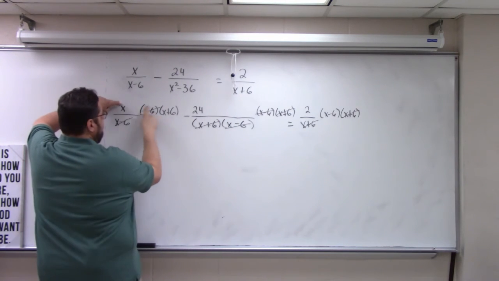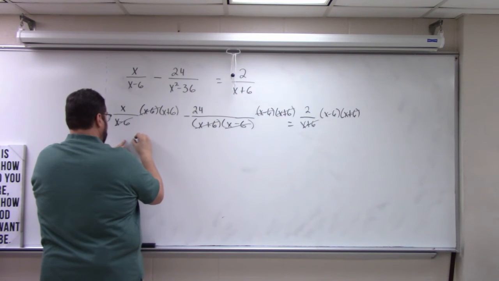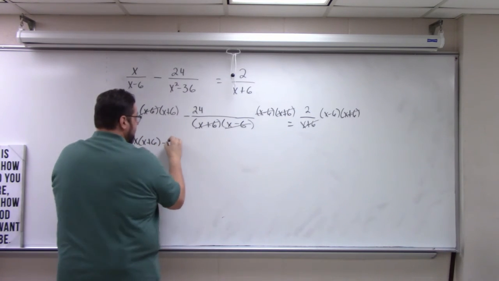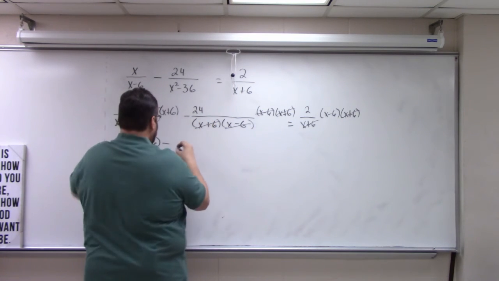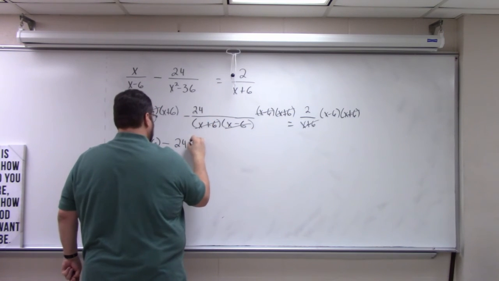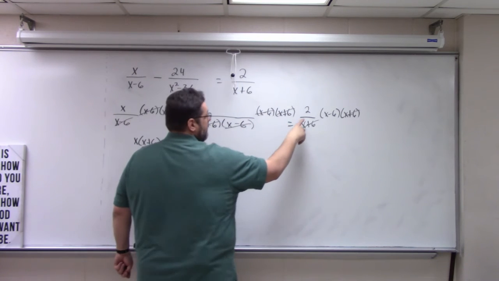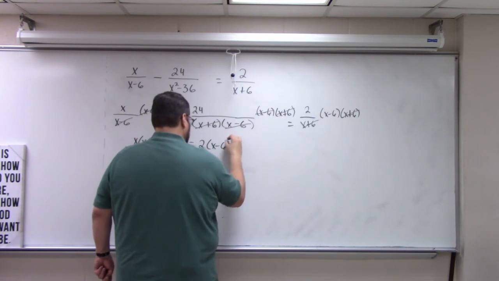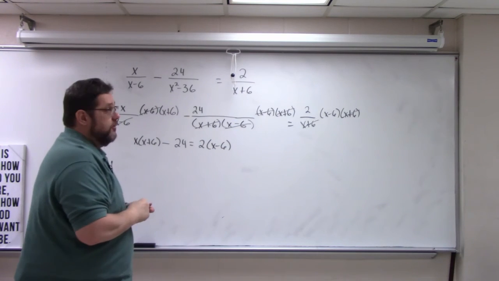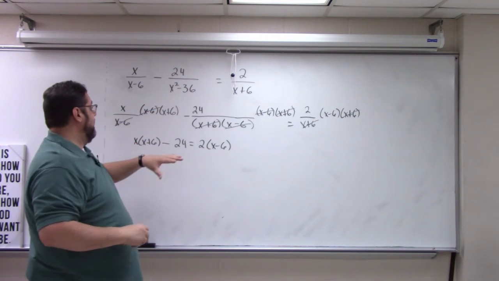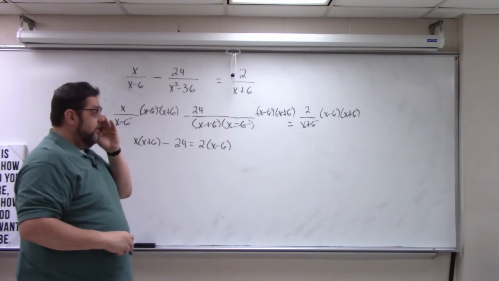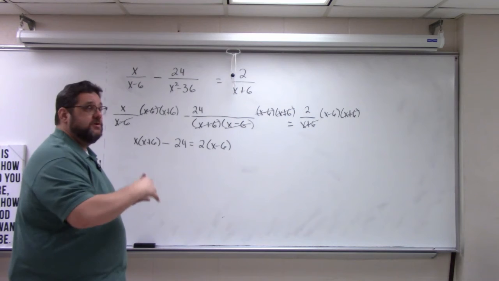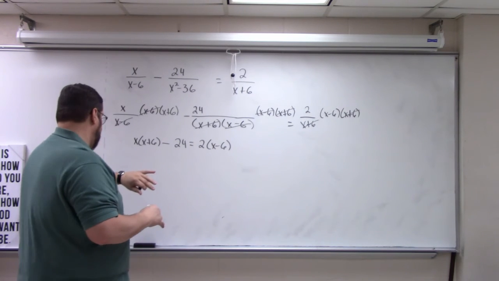I have x times x plus 6 minus 24. Okay, that's nice. And over here, I have 2 times x minus 6. So we factored, we multiplied everything, and we cleared all those fractions out, and we're left with something that looks maybe a little simpler. Now we're just going to distribute and work our way through.